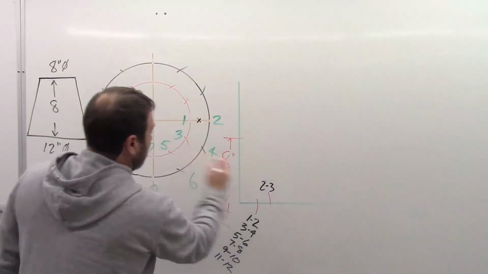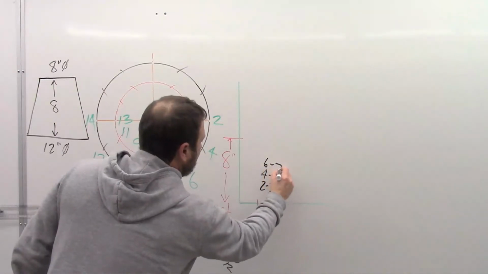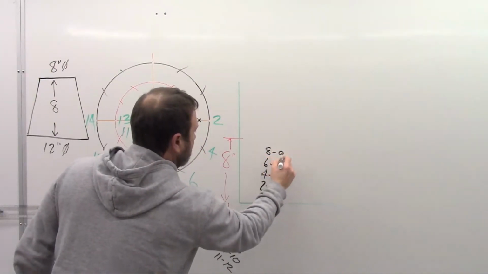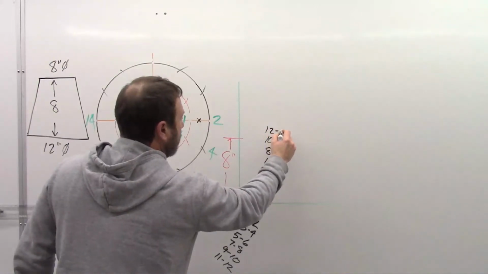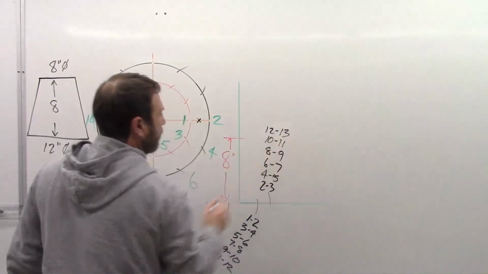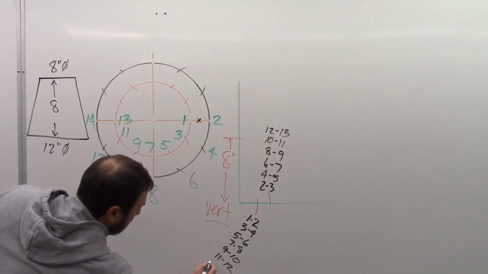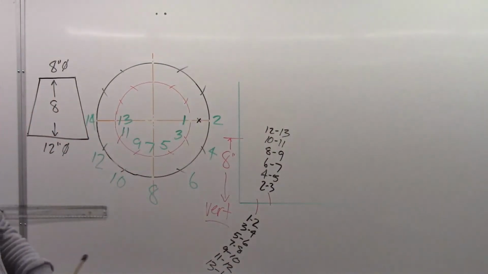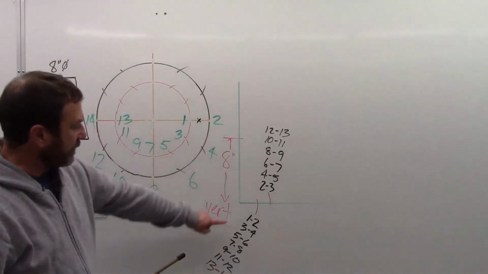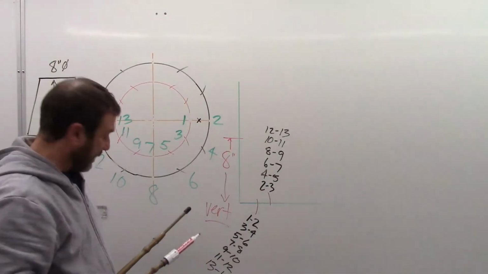We got 4, 5. We got 6, 7. We got 8, 9. We got 10, 11. We got 12, 13. And we need 13, 14 here to finish it off. I left that one out. And that gets us, we know that we got all the way to 14. So we start at 1. We got every number, every line in there all the way to 14 now.